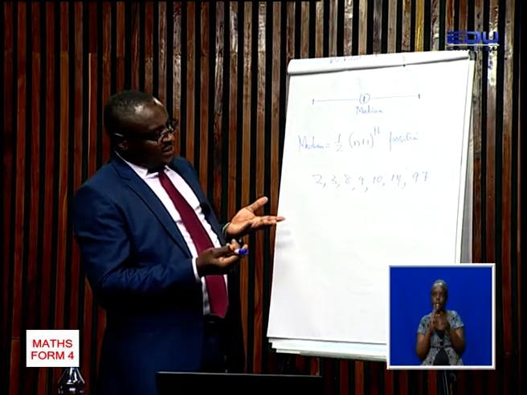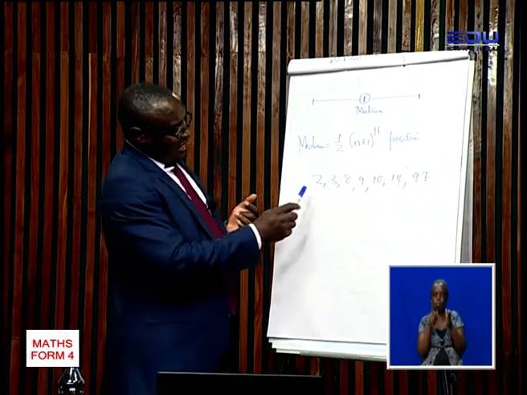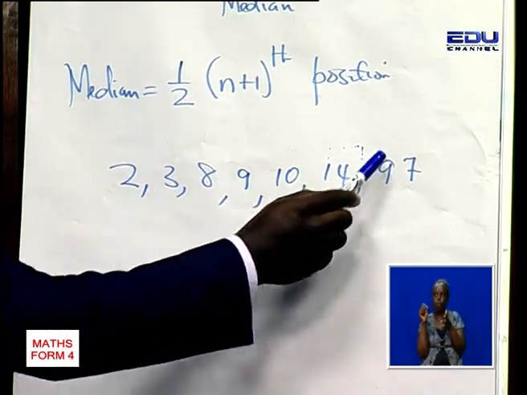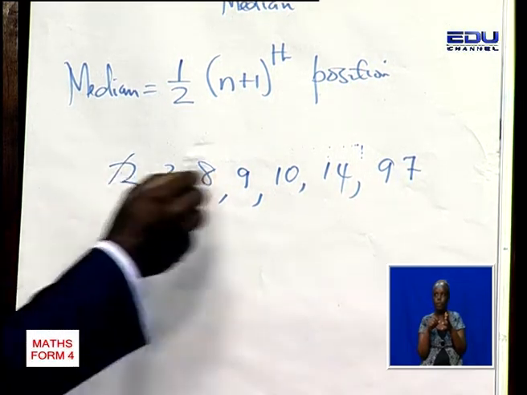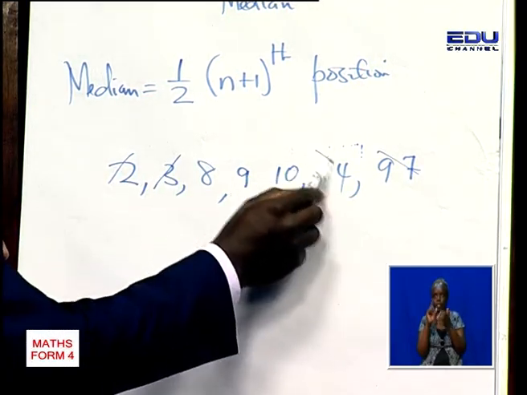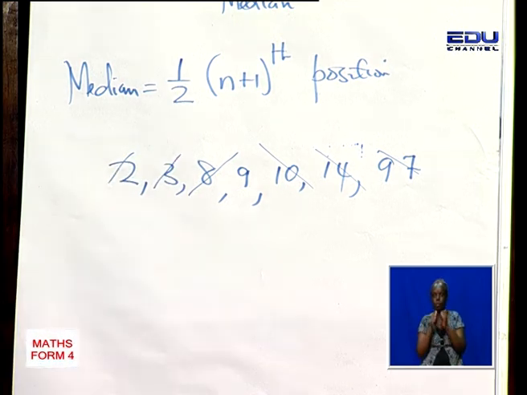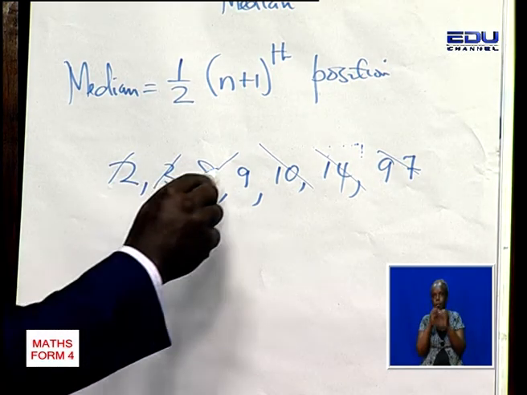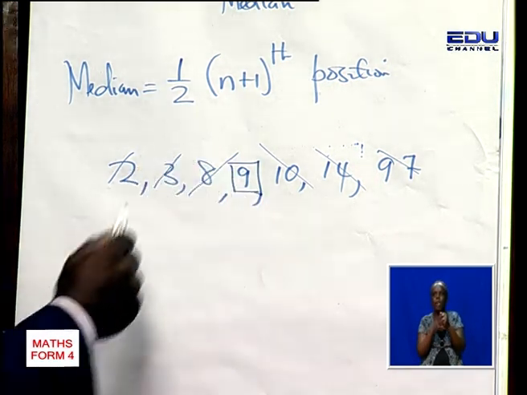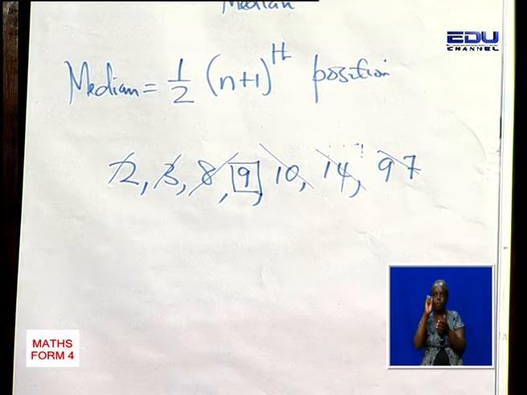You can even look at this by inspection. If I remove this and I remove that, then I remove this and I remove that, I remove this and I remove this, which data point is at the center? 9. 9 becomes the median of this distribution.